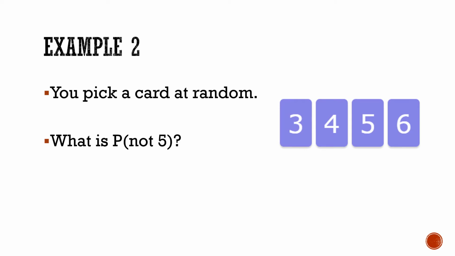Okay, example 2 says you pick a card at random. What is the probability that it is not the 5? Okay, so we have 4 answer choices, 4 possible cards. So the chances of it not being 5, well, that would be 3, 4, and 6. So there's a 3 out of 4 chance that it would not land on 5.